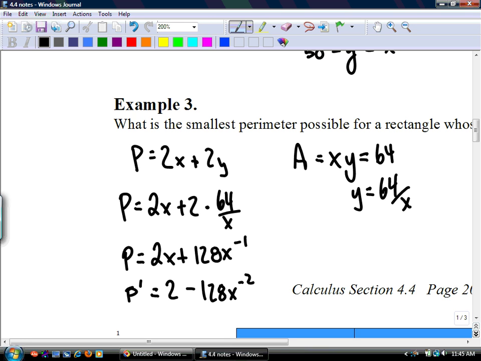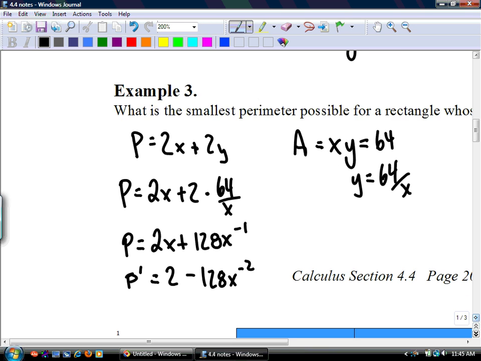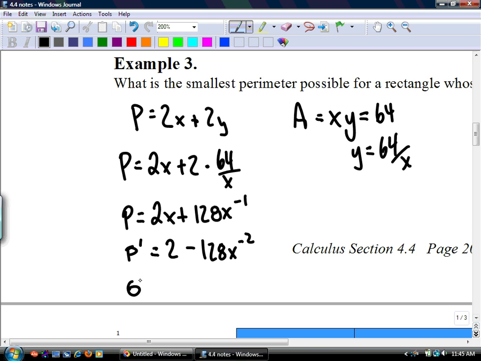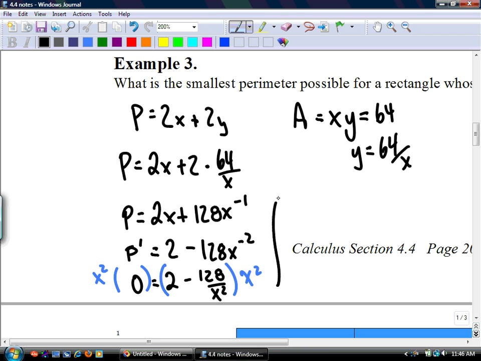Make it equal to zero. Yeah, and we do it again, and again, and again. 2 minus 128 over x squared. So you switch it back into a fraction because now we want to clear denominators. Multiply everything by x squared. And you get 0 equals 2x squared minus 128.